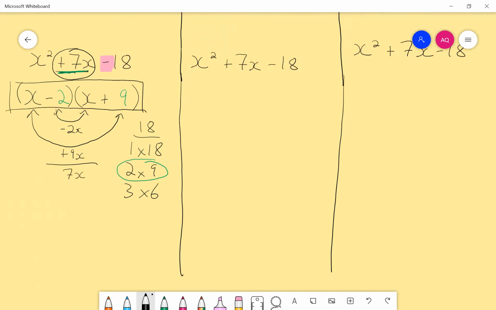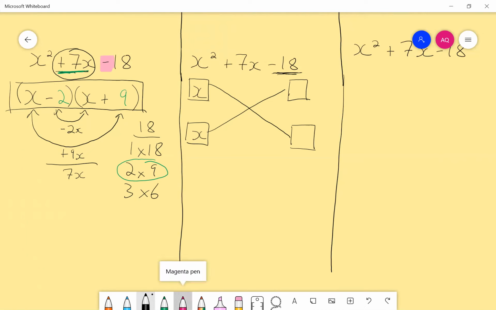Now we can look at our cross method for this in the middle here. It's the same quadratic equation. We'll put our boxes at each end. Again, we'll have x and x to start. We'll look at our factors of 18. Again, very similar to the first method. We'll have to choose two factors which differ by 7. So we have to choose our 2 and 9 again. Makes sense. Okay, so we'll put in 9 and 2.